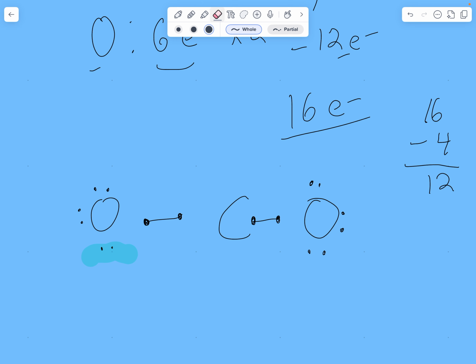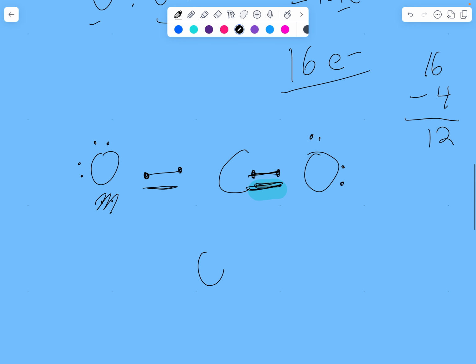So I'm going to erase the 2 electrons there and make a double bond there, okay? Then I'm going to erase this one and make another one here. So what I really have is this, and this would be the answer.